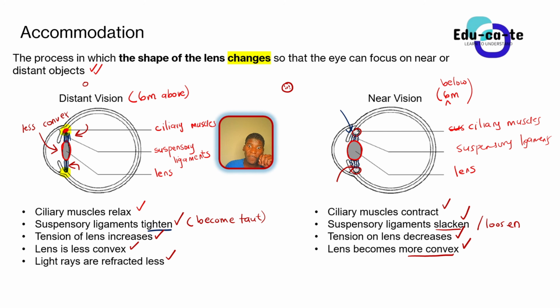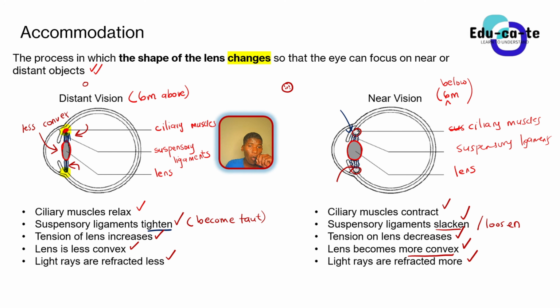All right, so more convex just refers to a lens that is more rounded or more bulgy. And when that happens, the light rays will be refracted more. So more light rays are refracted during near vision. For you to be able to see something that is closer to you, there is a greater amount of light that needs to be bent so that it can enter your eye, in contrast with distant vision.